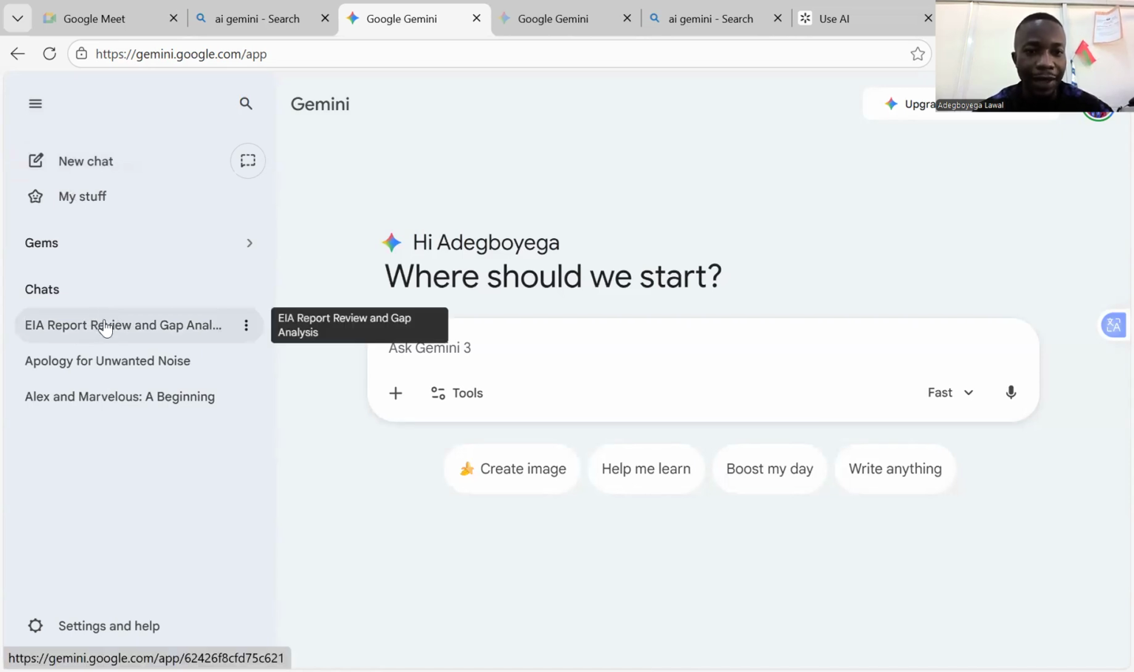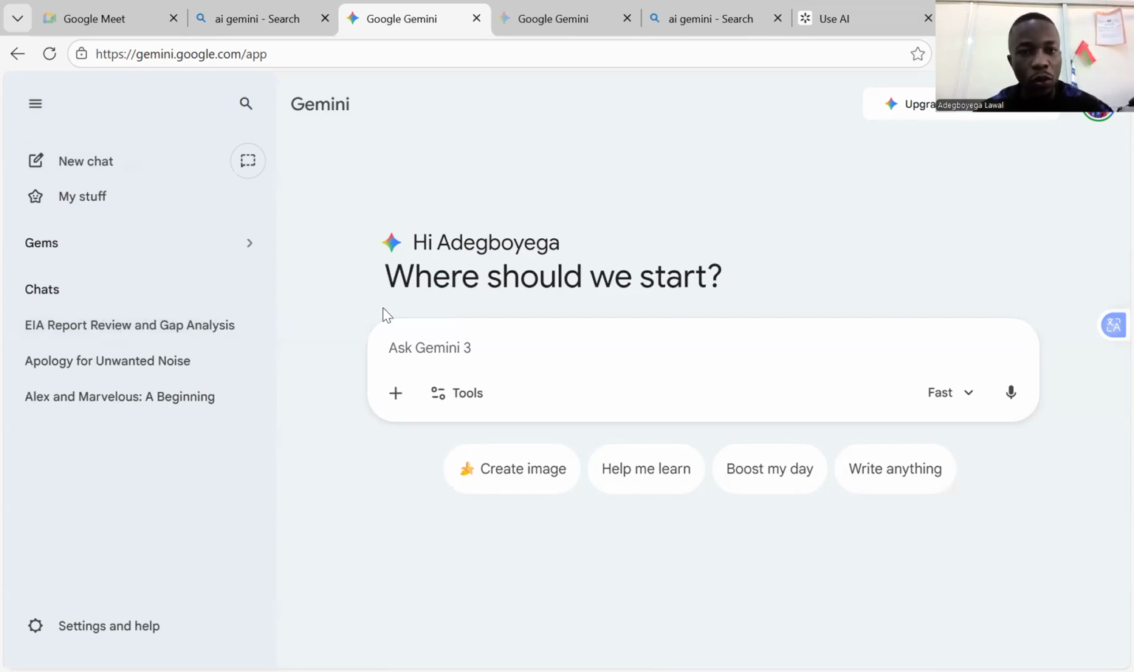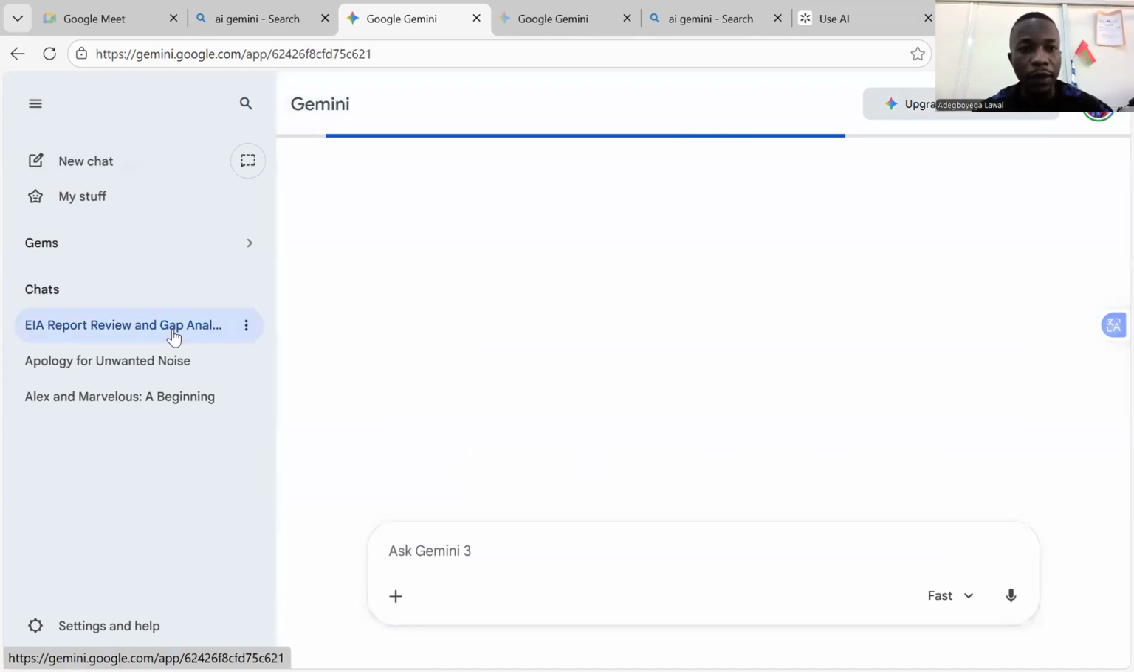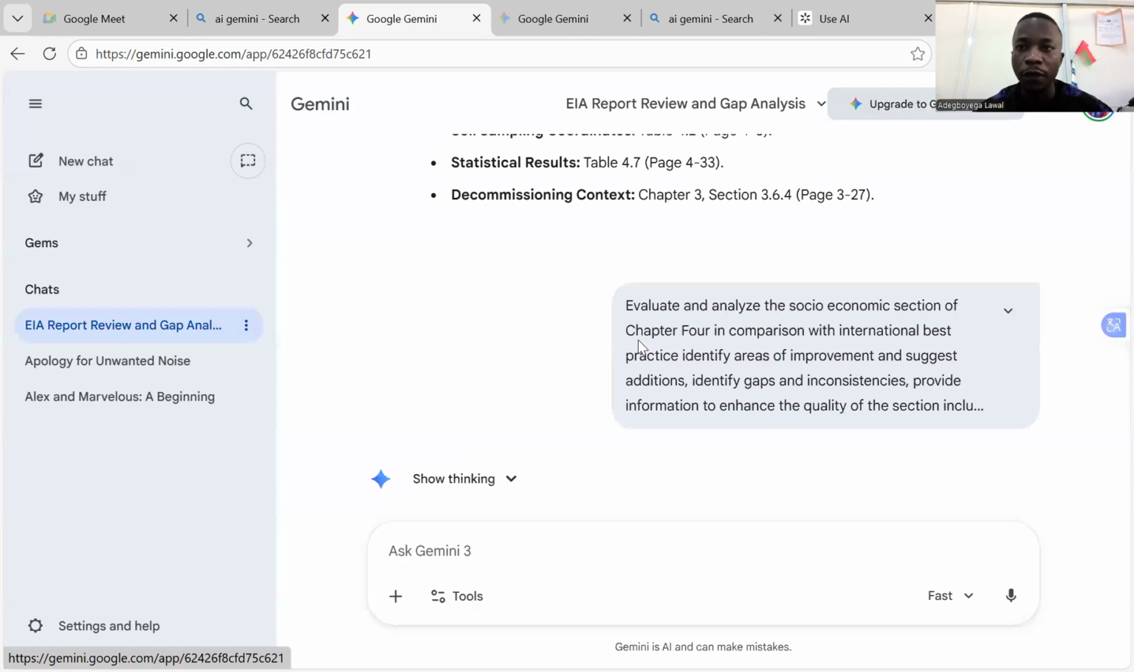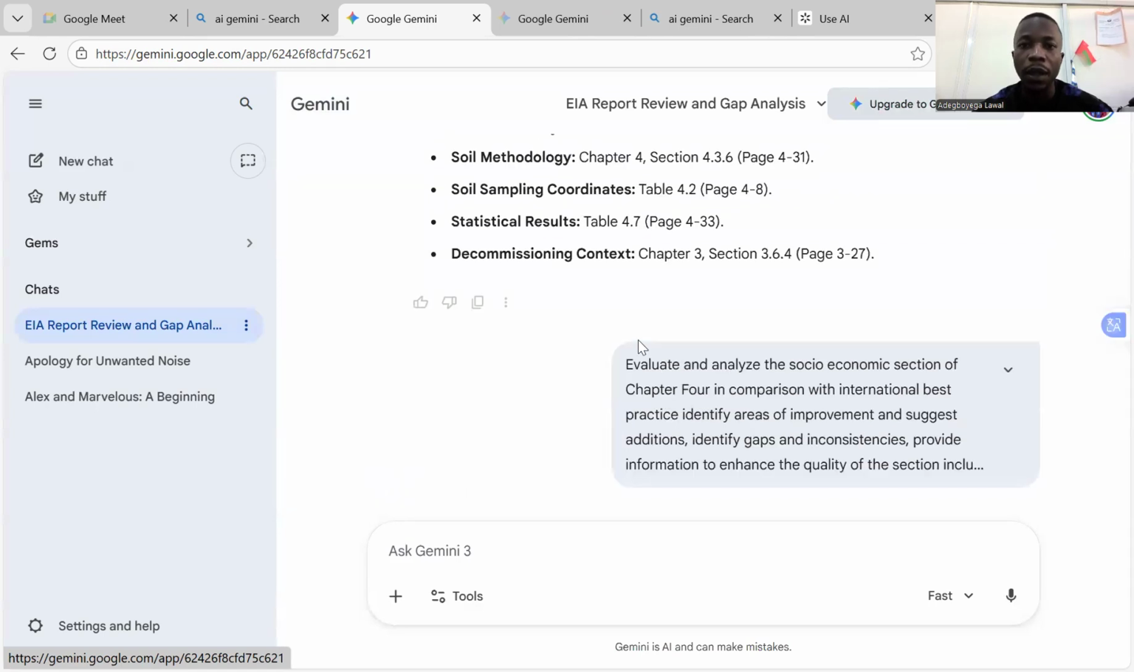So this is the last review I was doing, so it's good for you to continue. Make sure you log in so that all your chats will be saved automatically. So you don't need to save any other chat. I just click on my chat to see what I've been doing for a while now.